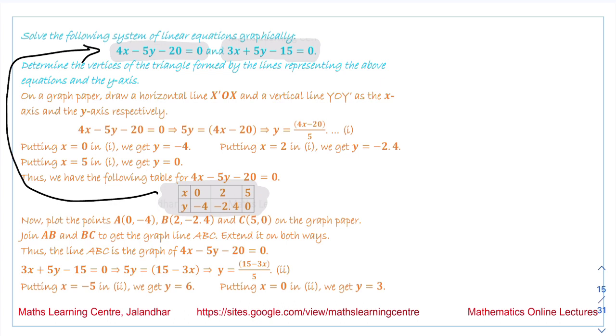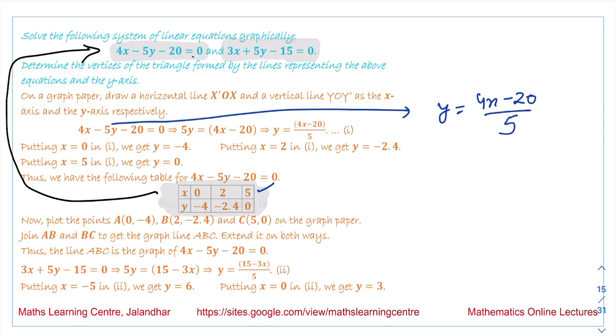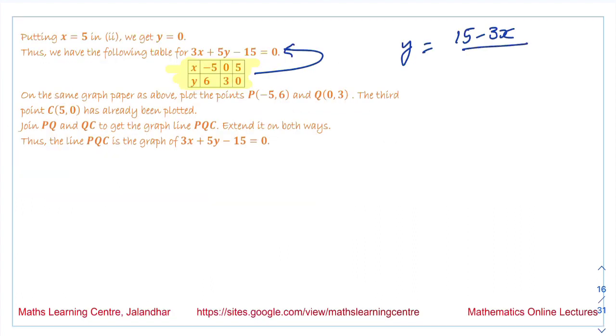These calculations are shown in our next slide. You can try at home how from this equation you calculate y is equal to 4x minus 20 over 5. For different values of x, we have calculated the values of y. For x is equal to 0, 2, 5, we have calculated the values of y here. You can use different values to calculate these answers. Similarly, in the second case, we have calculated y is equal to 15 minus 3x over 5. This is the value of y we have obtained.